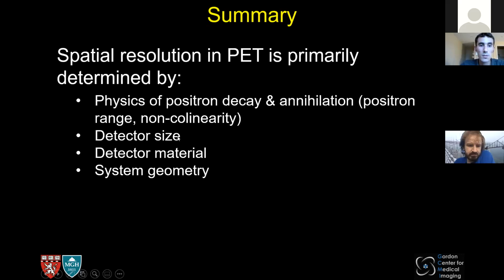The smaller the detector, the better the spatial resolution. Detector material: this is to minimize the depth of interaction and the intercrystal scattering. The higher Z, the less these effects are going to contribute to the spatial resolution. And the system geometry, due to the depth of interaction effects, okay?